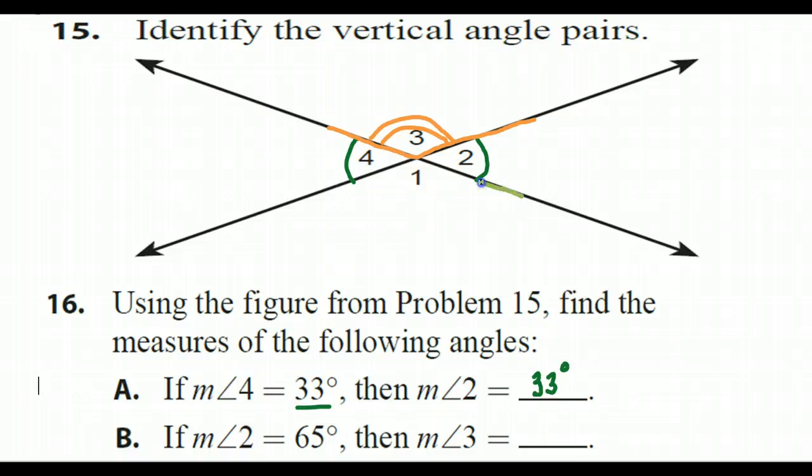Angle 2 is formed right there. So you can see that the orange and the green overlap right here. They share a side. So if you have two angles that share a side, and the other two sides that are not being shared between the two make up a straight line, they are called a linear pair or a supplementary pair.